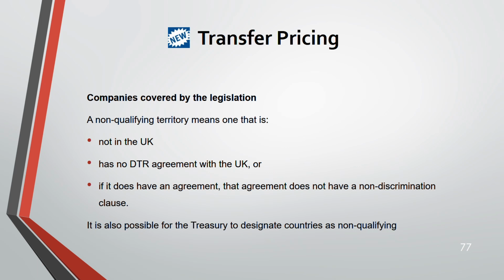Okay. So you have to look for this factor, whether it's in the UK or not, whether it has a double tax treaty agreement with the UK or not, whether it has a non-discrimination clause or not. Then you can decide whether it's a non-qualifying territory or a qualifying territory. Now let us do a question.